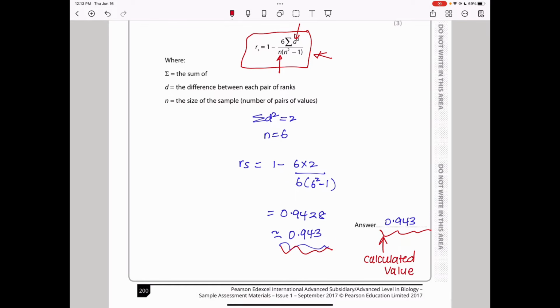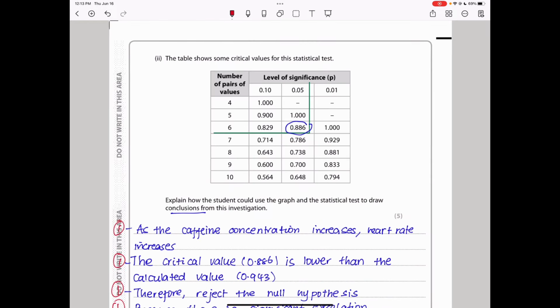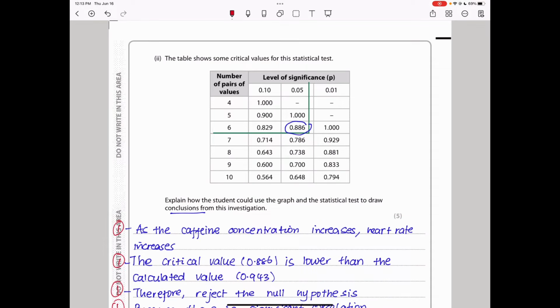So they'll give us a table of results, and maybe we can find the critical value. They say the table shows some critical values for this statistical test. Now remember, N was equal to 6, and in biology we find our critical values at P equal to 0.05. So I will look at P equal to 0.05 when N is equal to 6, and this is going to be my critical value. So the critical value is 0.886.